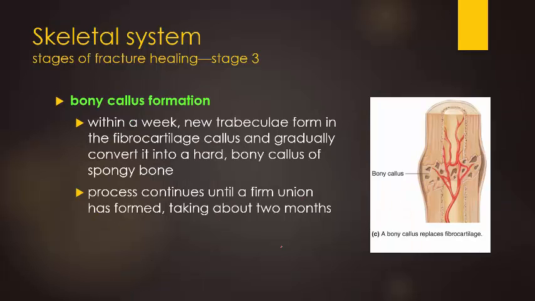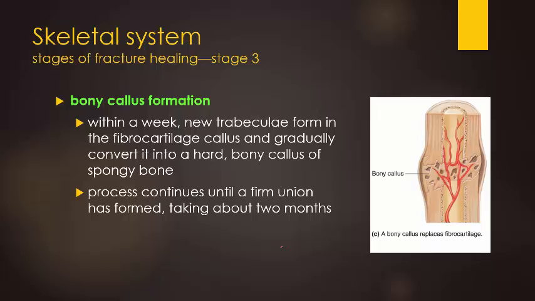Third step that happens is that a bony callus begins to form. So as new trabeculae form within the fibrocartilage callus, then gradually that callus is converted from fibrocartilage into bony callus, this big mass of spongy bone that serves as a stiff, hard callus material. And this process will continue until a firm union between the two pieces of the bone has been formed, and usually that takes around 2 months or so.